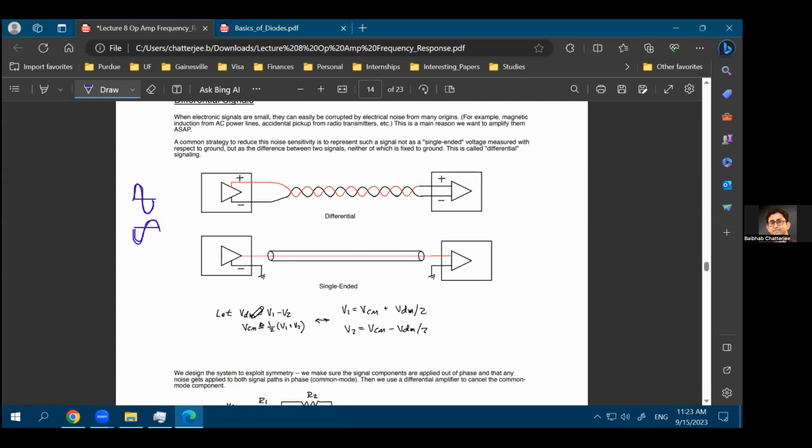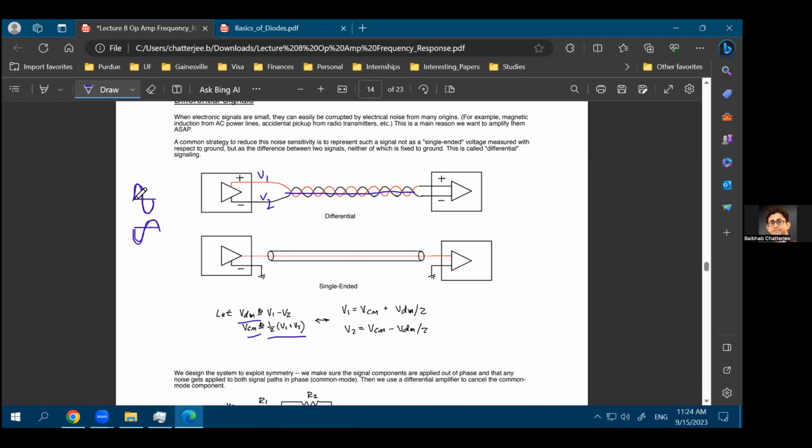What is the differential mode voltage value? VDM is called the differential mode voltage. If you define this voltage as V1 and this voltage as V2, V1 minus V2 will give you the differential mode voltage. What is defined as common mode voltage is half of V1 plus V2. So if these two are your sine waves, your average is sort of in the middle, right? That's your common mode of the differential signals, which is half of V1 plus V2.